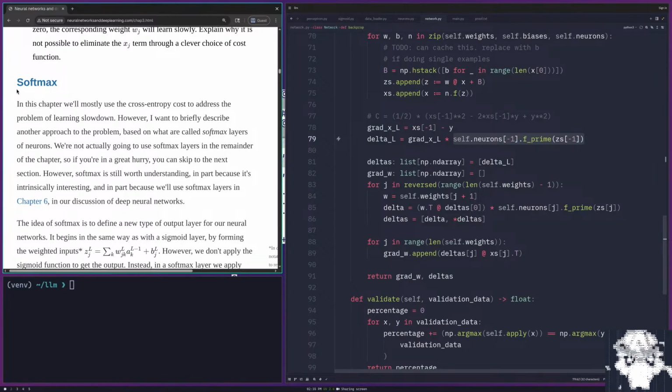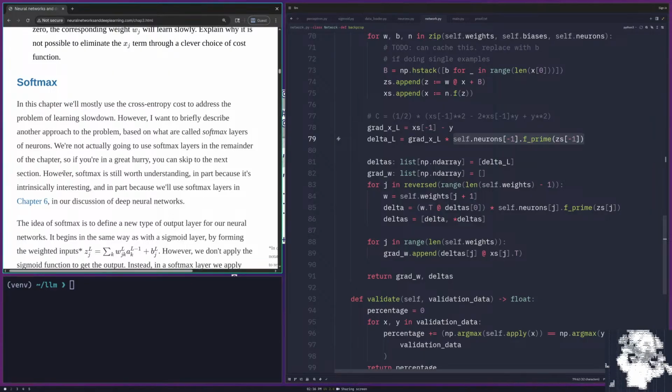Okay, Softmax. And I know this is used in practice, so we're going to pay attention and we're going to try to implement this. In this chapter, we'll mostly use the cross-entropy cost to address the problem of a learning slowdown. However, I want to briefly describe another approach to the problem based on what are called Softmax layers of neurons. We're not actually going to use Softmax layers in the remainder of the chapter. So if you're in a great hurry, you can skip to the next section.